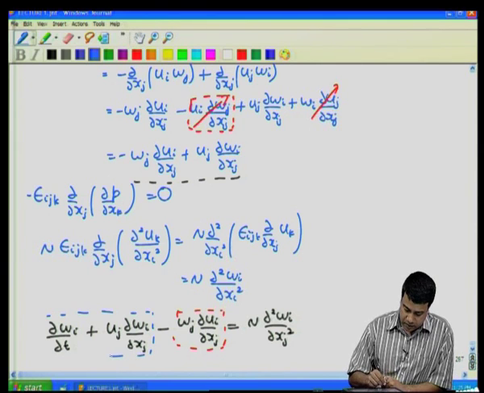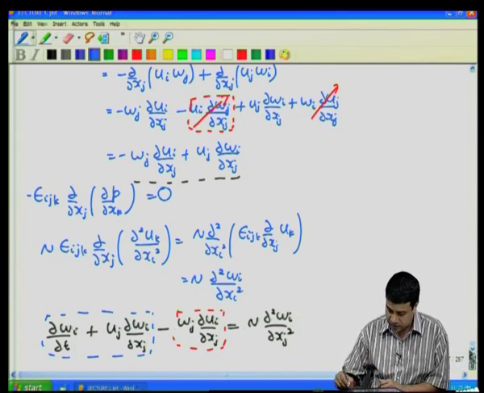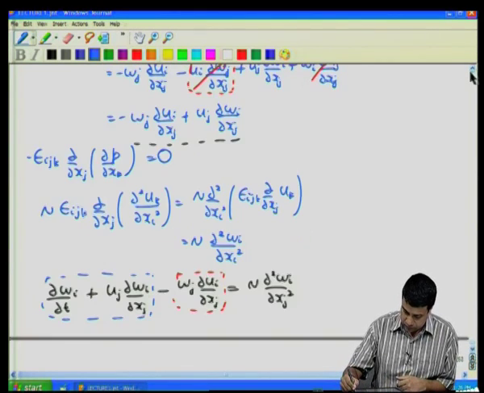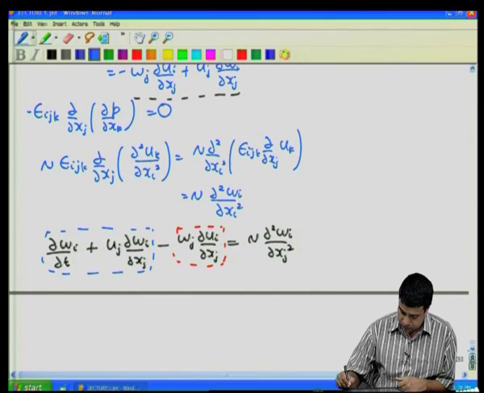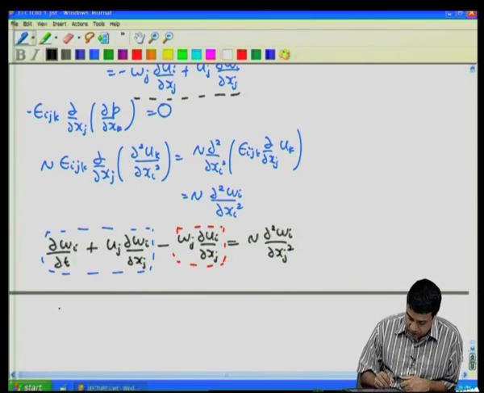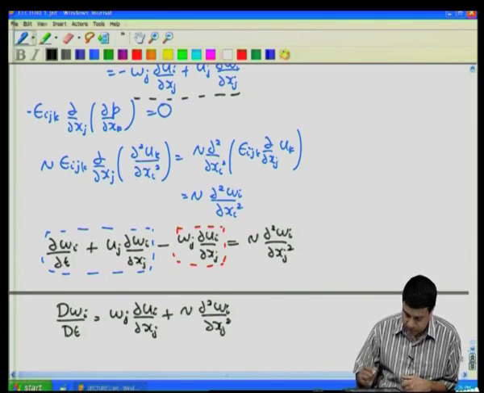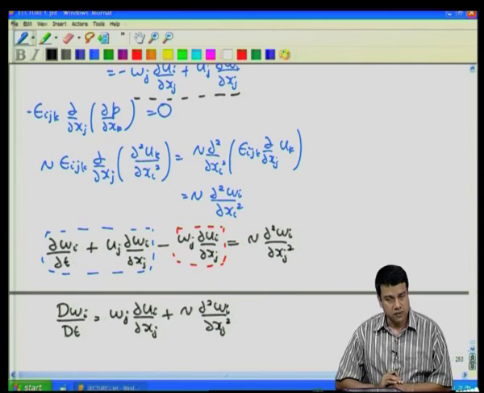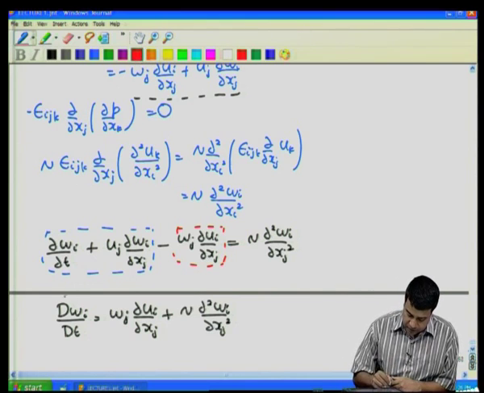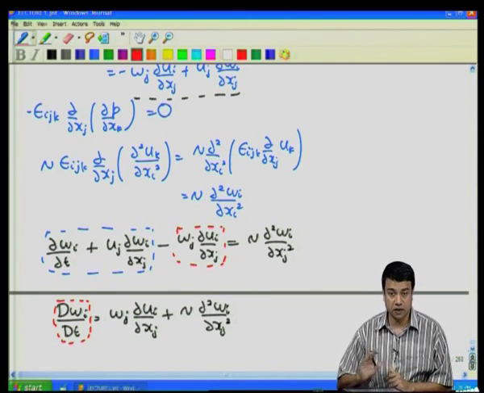The first two terms here are the substantial derivative. And my final vorticity conservation equation becomes d omega i by dt is equal to omega j partial u i by partial x j plus nu partial square omega i by partial x j square. So, let us look at this equation. The term on the left is the rate of change of vorticity in a moving reference frame. It is the substantial derivative of the vorticity.